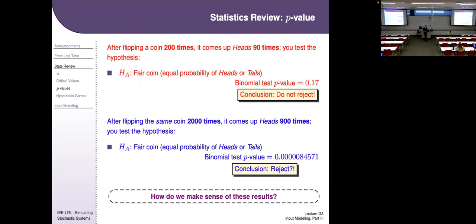But here's the kind of crazy thing. Let's say I flip that coin 2,000 times and it comes up heads 900 times. Same fraction. Now, if I do that binomial test, the p-value is way less than 0.05. So now, I would have rejected fair coin. But in the previous experiment, I would maybe not have rejected fair coin. So how do I make sense of these results? The sample size is the big key here.